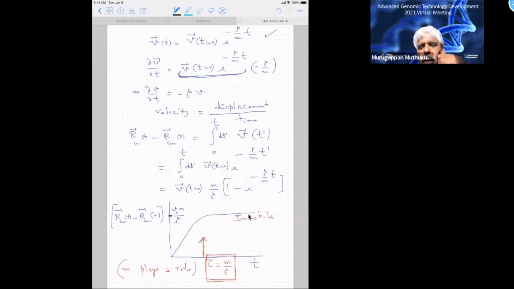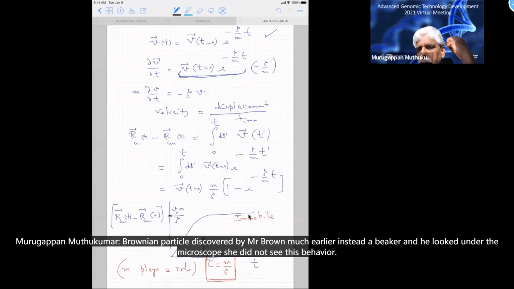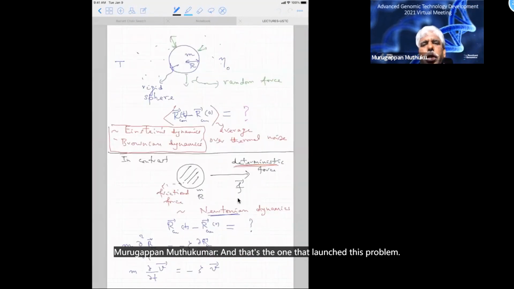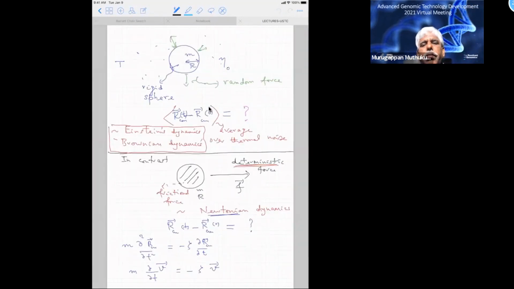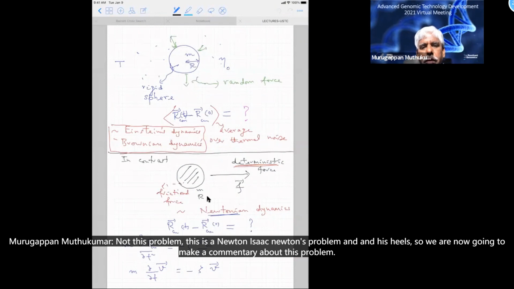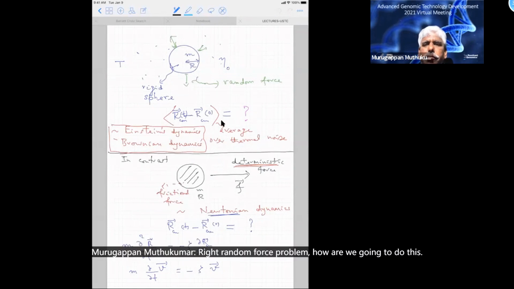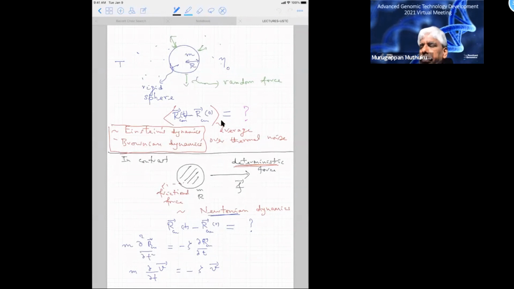When he looked at a Brownian particle, discovered by Mr. Brown much earlier, inside a beaker under the microscope, he did not see this behavior. And that's the one that launched this problem. Not this problem; this is Isaac Newton's problem and his heroes. So we are now going to make a commentary about this problem, the random force problem. How are we going to do this?